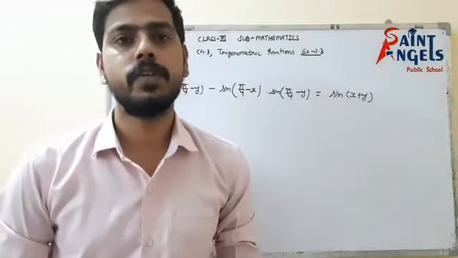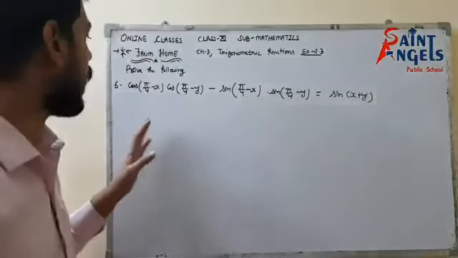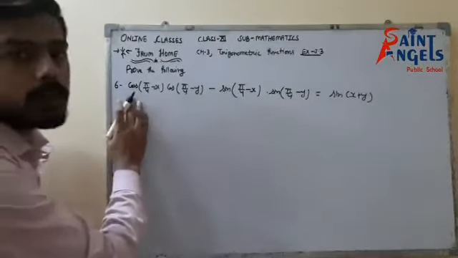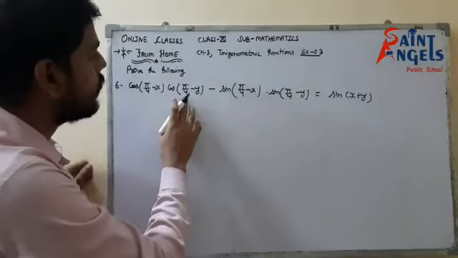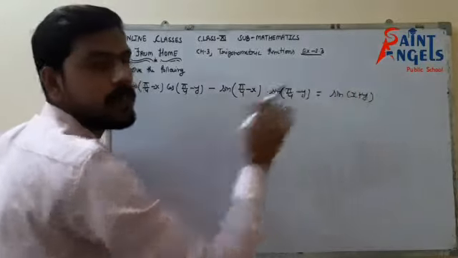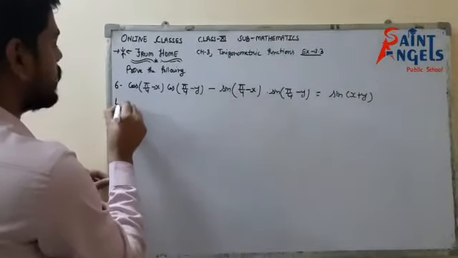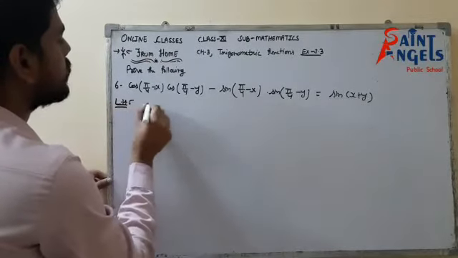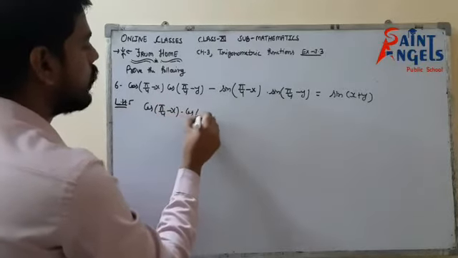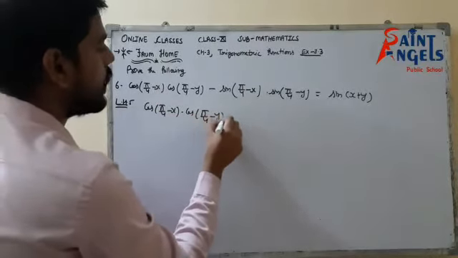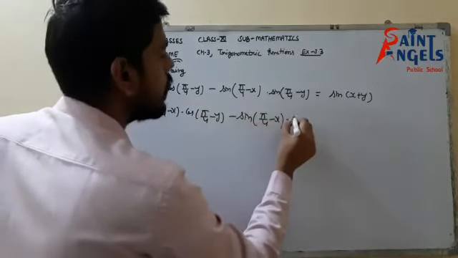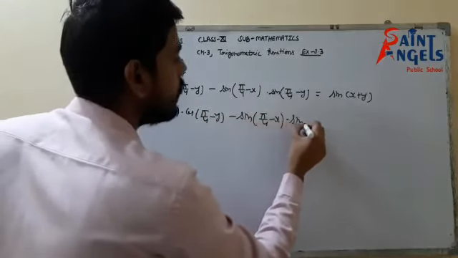So beta, in the previous video we have solved till question number 5. Now we will start from question number 6. We have to prove that cos(pi/4 - x) cos(pi/4 - y) - sin(pi/4 - x) sin(pi/4 - y) equals sin(x + y). So here I am taking LHS. LHS is cos(pi/4 - x) cos(pi/4 - y) minus sin(pi/4 - x) sin(pi/4 - y).